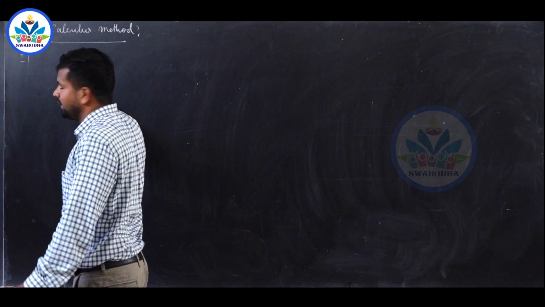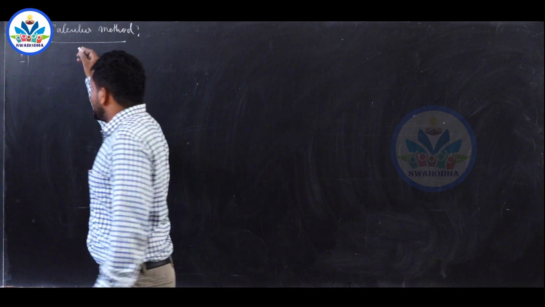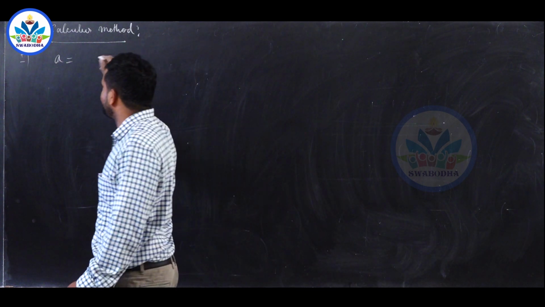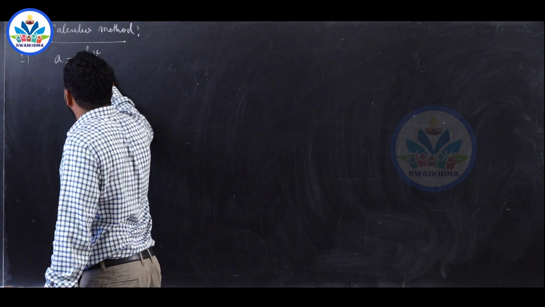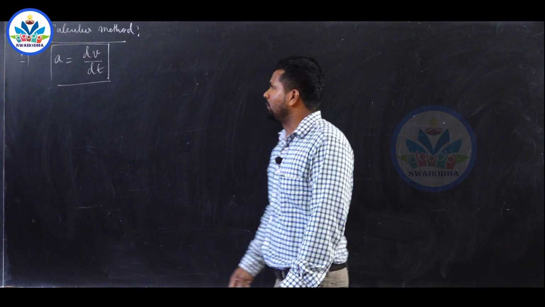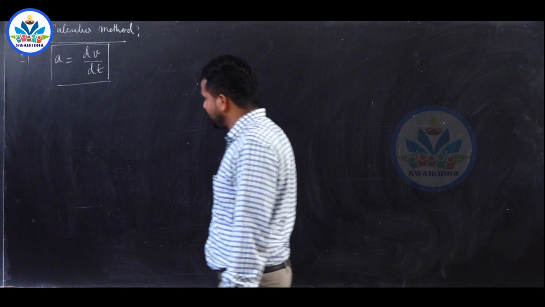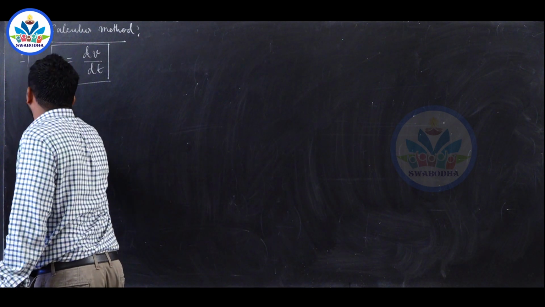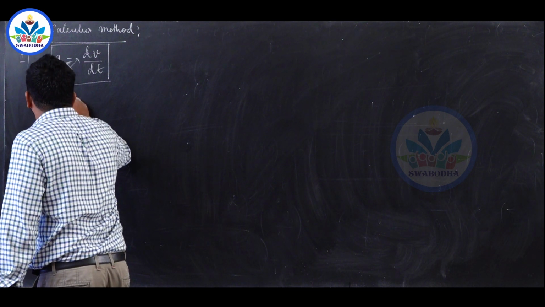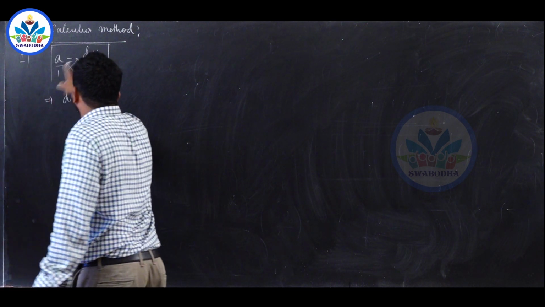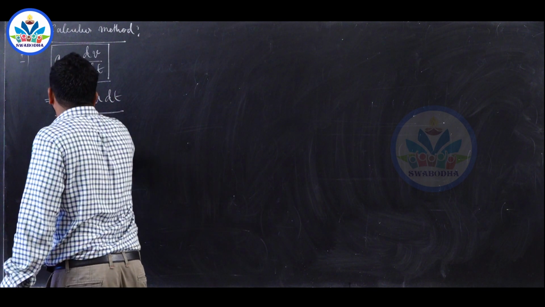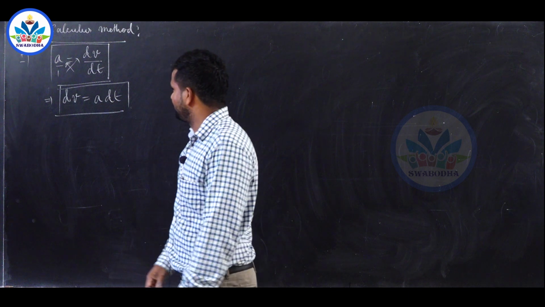Yes, we all know the definition of instantaneous acceleration. A equal to dv by dt. So this is A, meaning A by 1. If you cross multiply, dv into 1 equal to A into dt. So dv equal to A into dt.